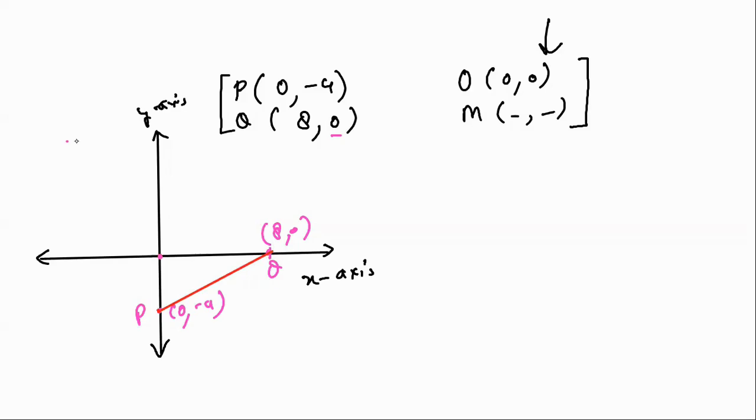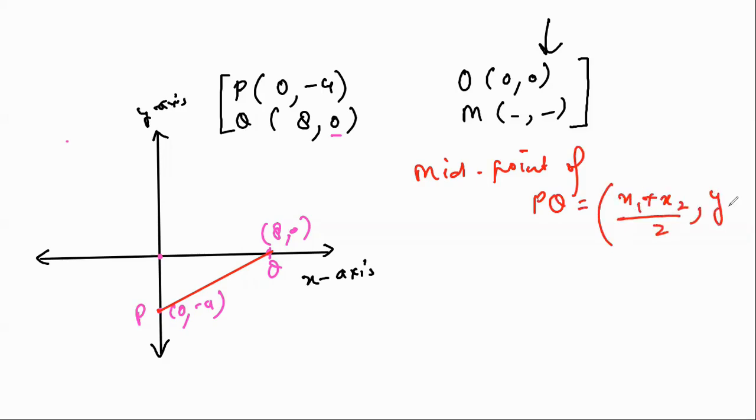Now they are saying that there is a midpoint of this line. So how do we find the midpoint of PQ? There is a formula: x1 plus x2 by 2 comma y1 plus y2 by 2. Let's take this as x1, y1 and this as x2, y2. So x1 is 0 plus x2 is 8, by 2, comma y1 is minus 4 plus y2 is 0, by 2.